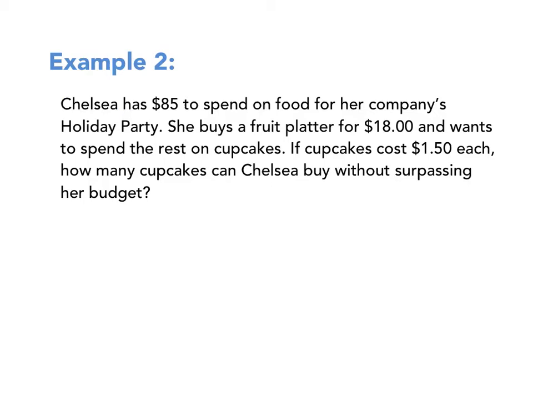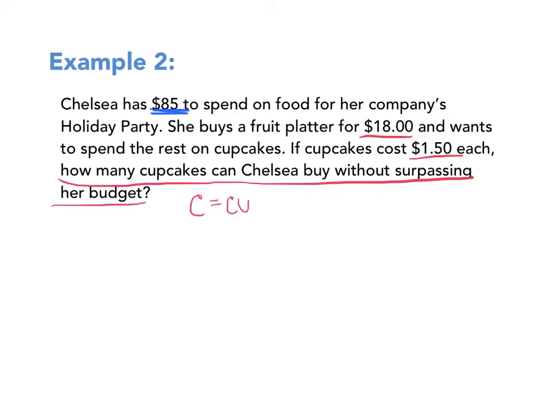There's my limit right there. She has $85. She can't go over it. She buys a fruit platter for $18 and wants to spend the rest on cupcakes. If cupcakes cost $1.50 each, how many cupcakes can Chelsea buy without surpassing her budget? So C is going to equal cupcakes, because we want to know how many cupcakes we can buy. And I know my limit is 85, and I can't go over 85. So whatever goes on this side needs to be less than or equal to 85.